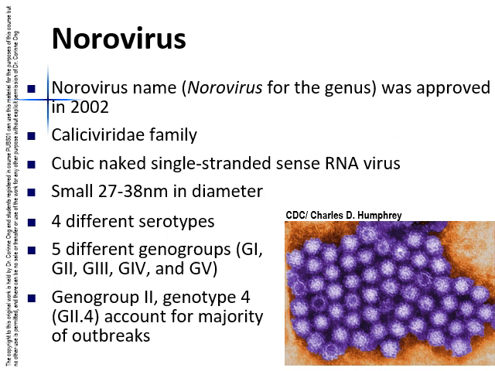As mentioned on a previous slide, the Norwalk virus was given the new name norovirus in 2002. It belongs to the Caliciviridae family and is in the genus with the same name. It is a small, cubic, naked, single-stranded positive-strand RNA virus. There are 4 different serotypes and 5 different genogroups. The majority of outbreaks are caused by viruses belonging to genogroup 2 with the genotype 4.